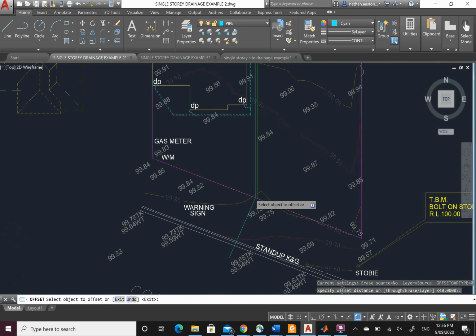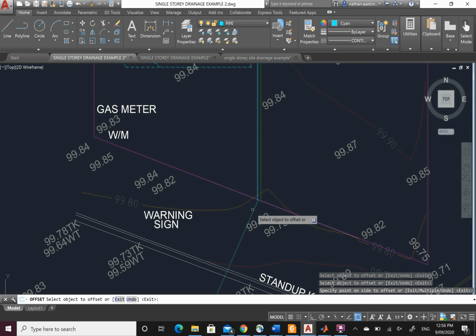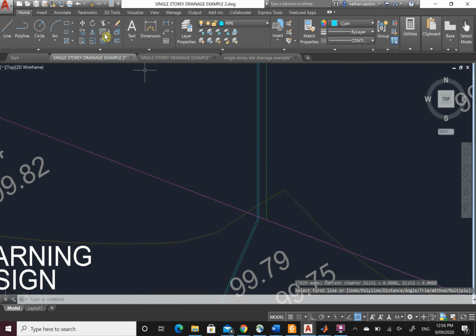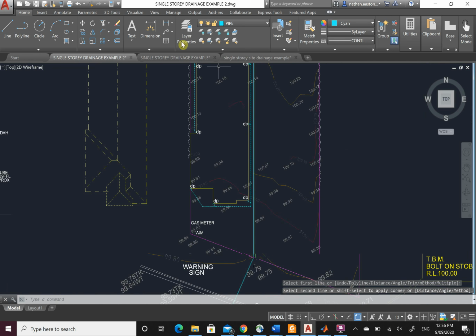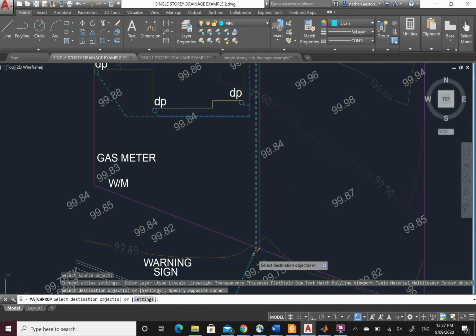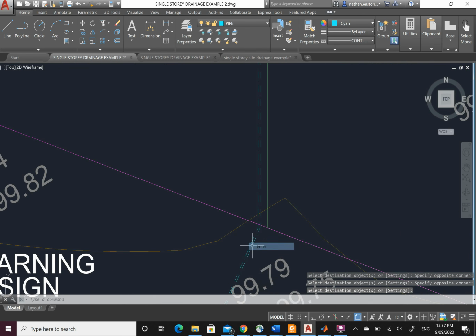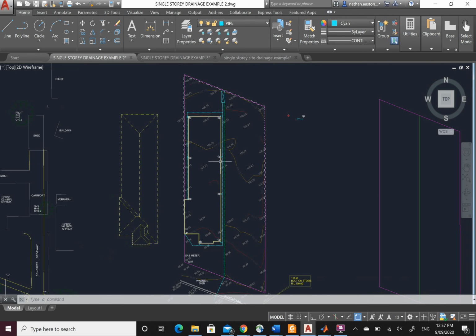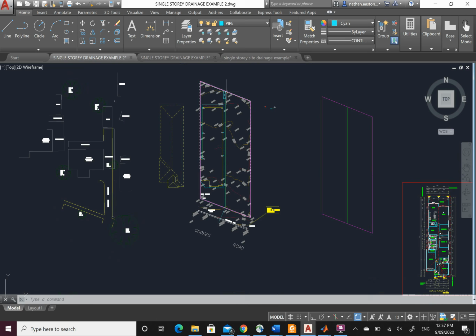Offset again by 40. Here to here. Here to here. Chamfer. This one and that one. And they're okay. Match the properties for these two, for these two. So that's the stormwater coming to the outside. So it collects all the water from the roof, fills up to the tank. Once the tank fills up, it just discharges to the stormwater, and off it goes.